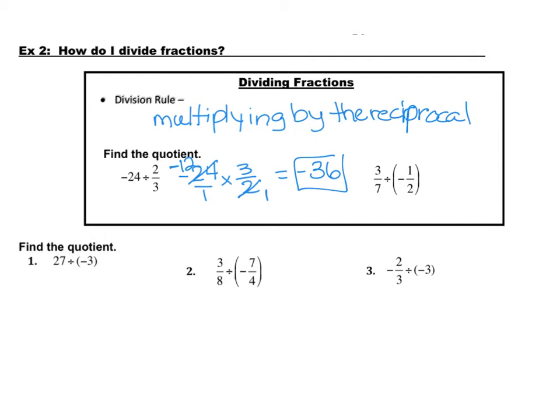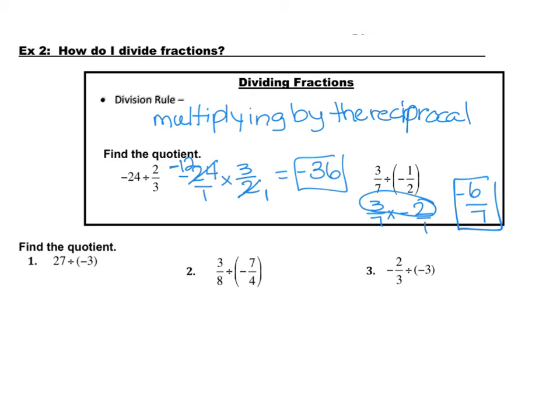So for our next one, again, we're going to keep the first, flip the second, change the sign, multiply by the reciprocal. So we're going to keep 3 all over 7. We're going to find the reciprocal, and then we're going to multiply. So let's multiply across. I have -6, and then 7 times 1 is 7. So 3/7 divided by -1/2 is going to give us -6 all over 7.